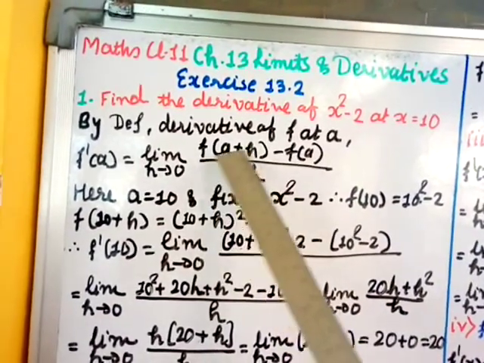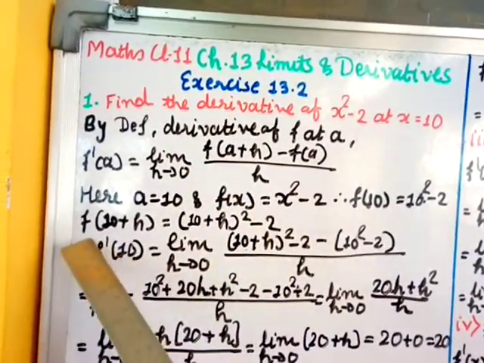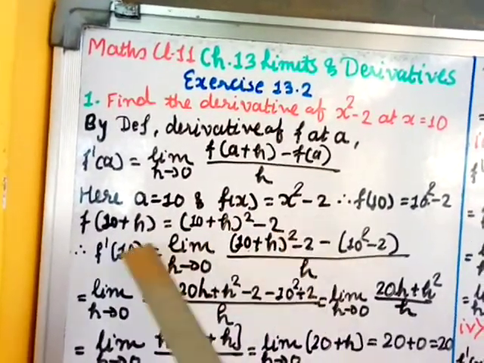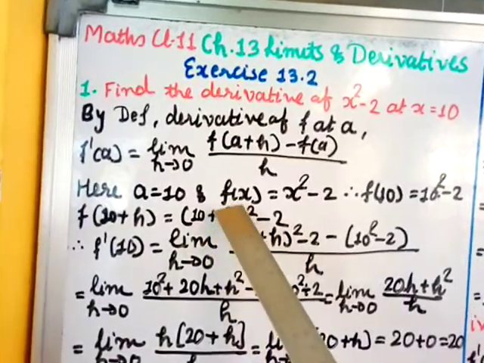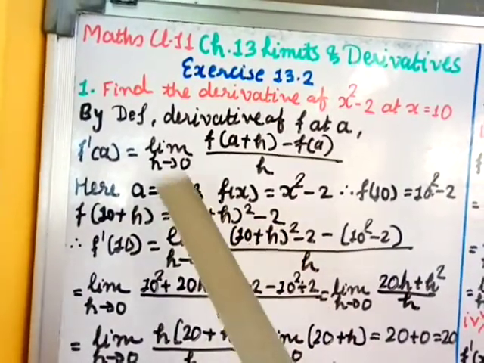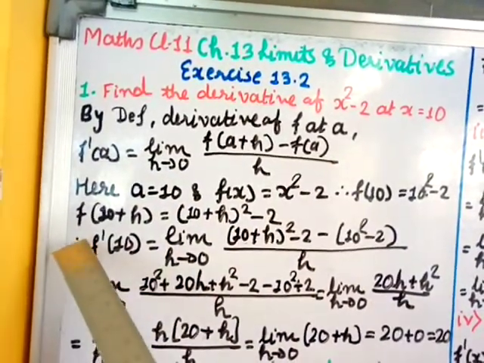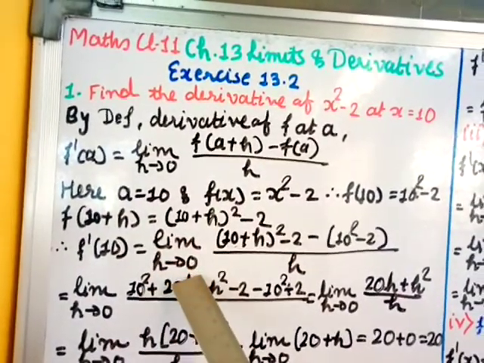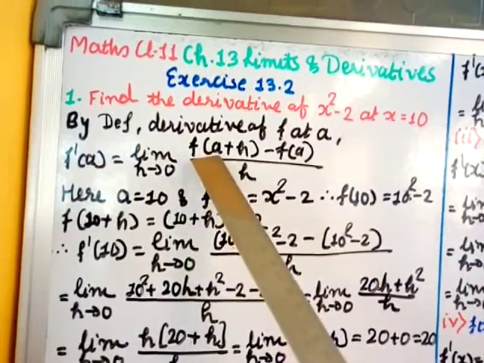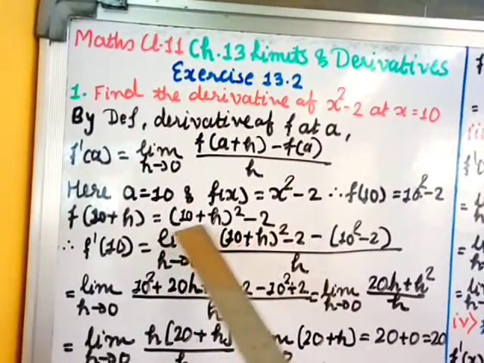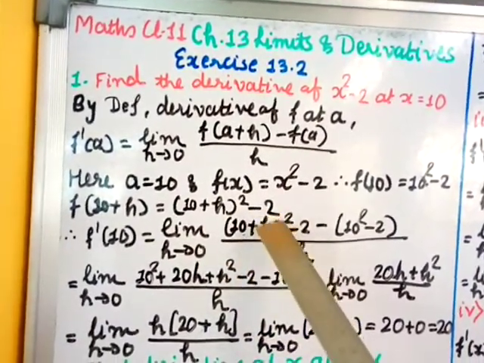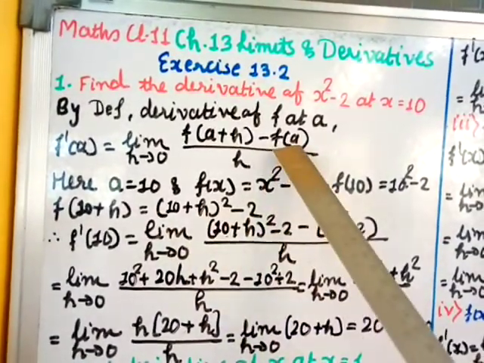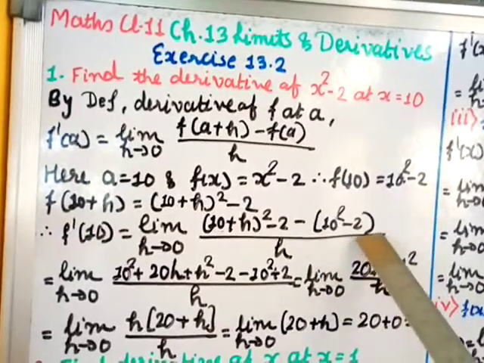And you have to find f of a plus h, that is f of 10 plus h, equal to, instead of x, this value 10 plus h whole square minus 2. Now we place the values here. So f dash of 10 equal to limit h tends to 0 f of a plus h, that is f of 10 plus h, that value is this one. So place this value, 10 plus h whole square minus 2, minus f of a, which is 10 square minus 2.